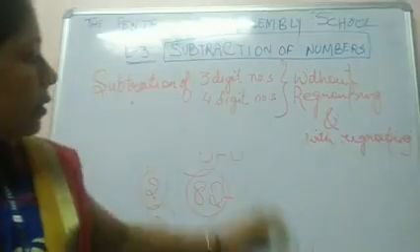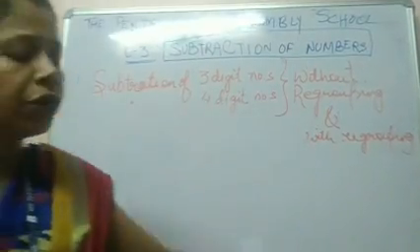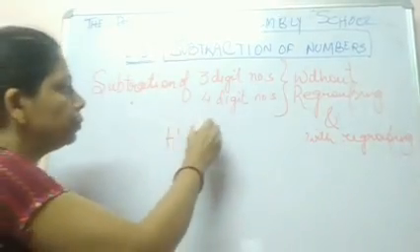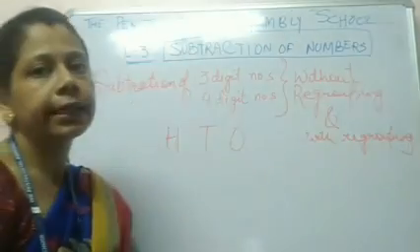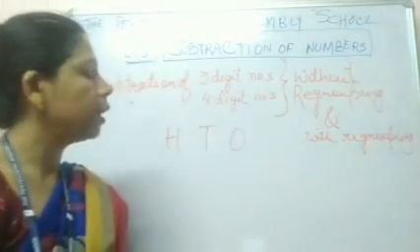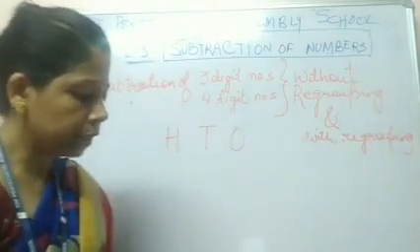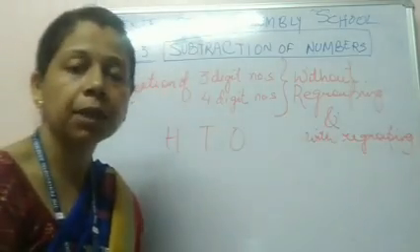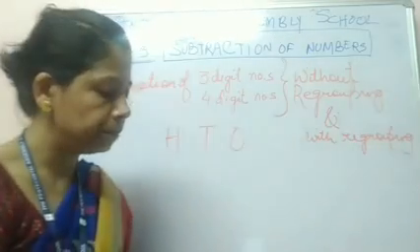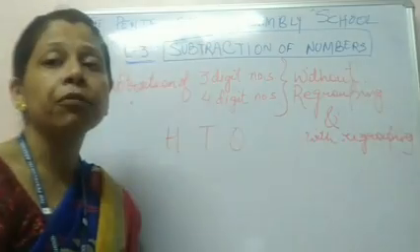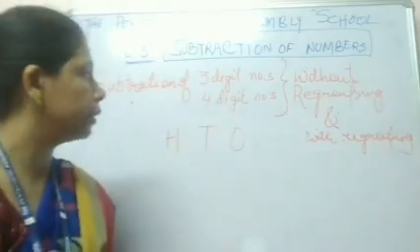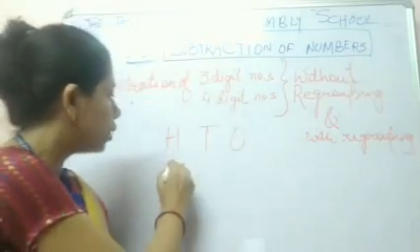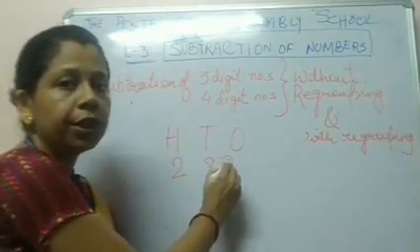So let us erase this first. We all know the place value system. So first write the place value: hundreds, tens and ones. Now first take out your page number 50. Come to page number 50, students. Regrouping from tens to ones. So let us take an example. This example is already in the book. So let us take that example only.